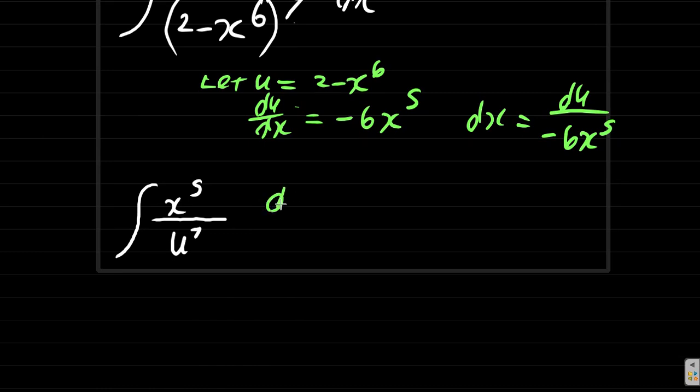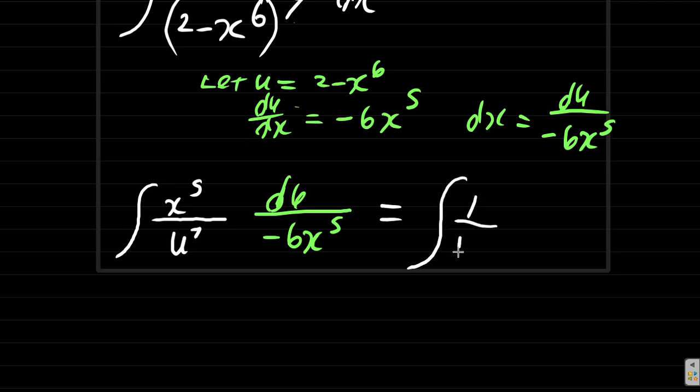So it's du over negative 6x to the 5. Alright? Now, here, what we will have is the integral of 1 over u to the 7, just rewriting it, du. What do we do with the x to the 5 now?